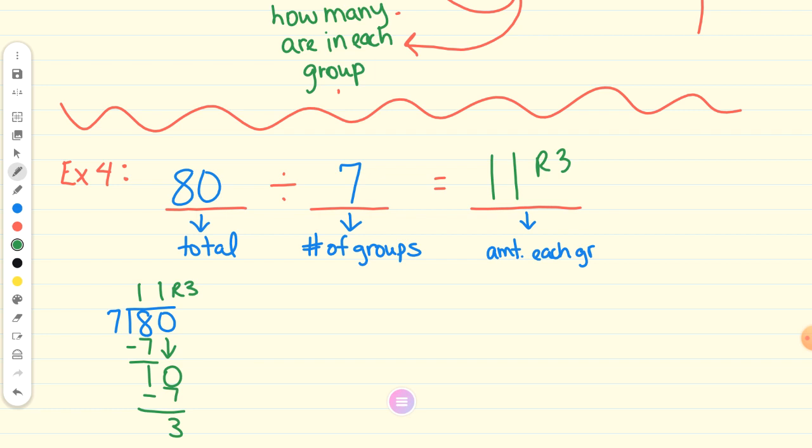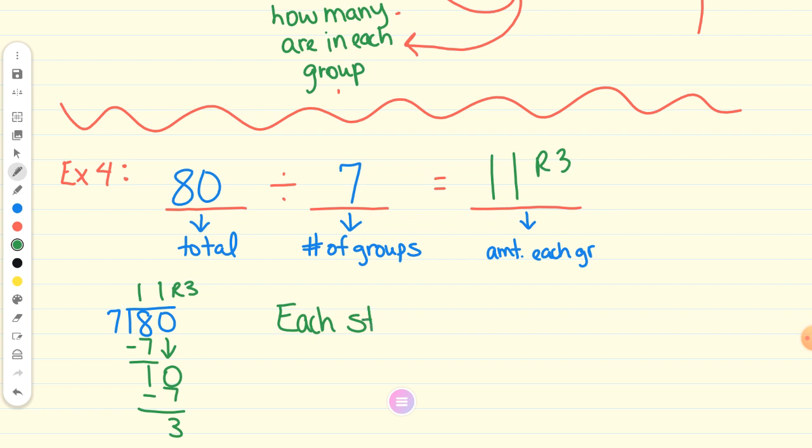The question says, how many sheets of paper does each student get? Does it make sense to say that each student gets 11 remainder three sheets of paper? No. Parker, how many sheets does each student get? About 12. Nope, we are not rounding. Haley? 11. Each student gets, so we're going to write this out. This is our answer sentence.